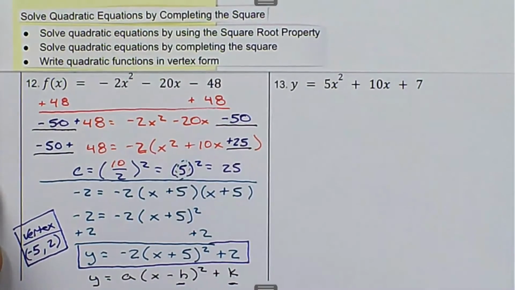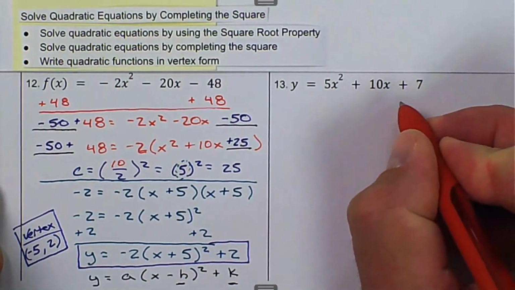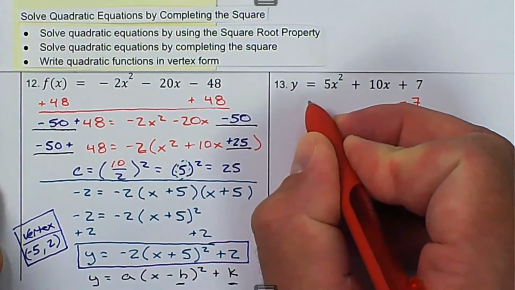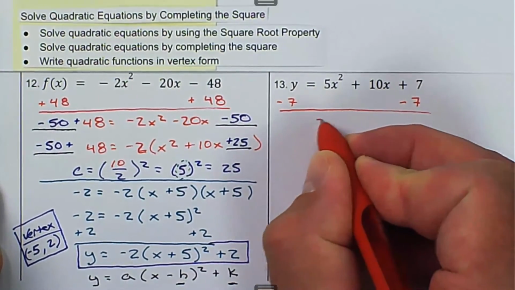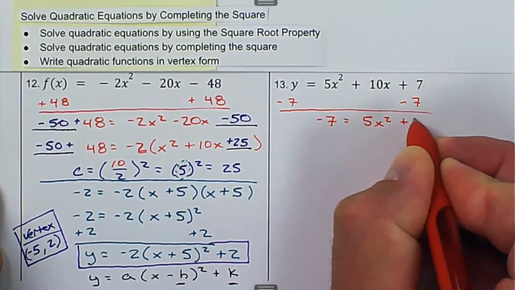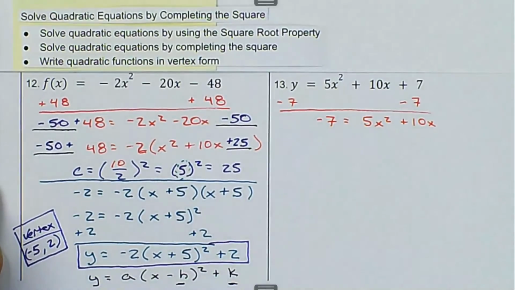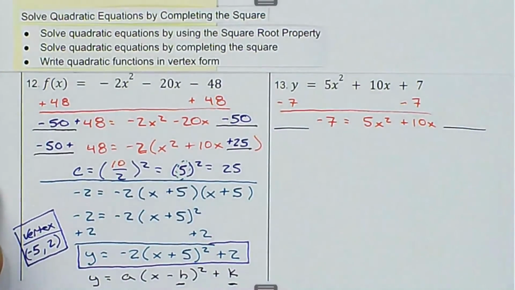Then we have another example, and we want to do the same thing. We need to get rid of our c value on the right side here, so we'll subtract 7. And then we get negative 7 is equal to 5x squared plus 10x. And we're going to have to figure out what our c value is that we're going to add to both sides.